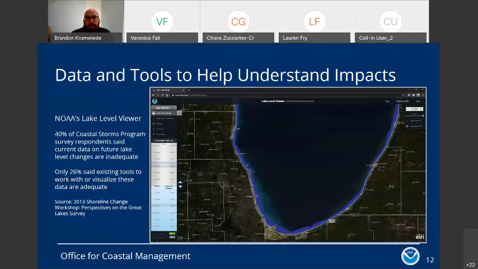And so, based off of user input from a 2013 coastal storms workshop, a lot of people were saying that we just didn't have the data or visualizations to help us understand future lake level changes. And that's why we created the Lake Level Viewers to meet some of these needs. Next slide.